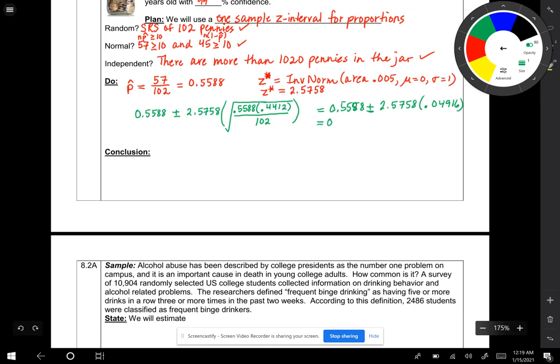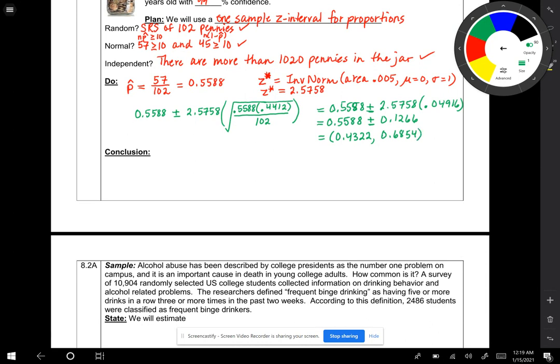So we have 0.5588 plus or minus, okay, I multiplied these two on the right side and I got 0.1266. And now you can take 0.5588 minus 0.1266, and that'll give you your lower bound for your interval, and then add. So when you subtract, you get 0.4322, and then our upper bound, 0.5588 plus 0.1266, is 0.6854. So it's a pretty small interval.